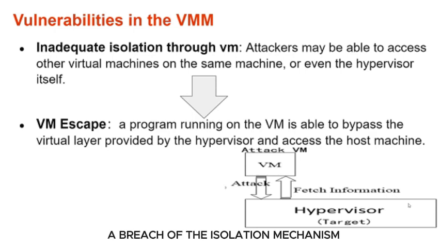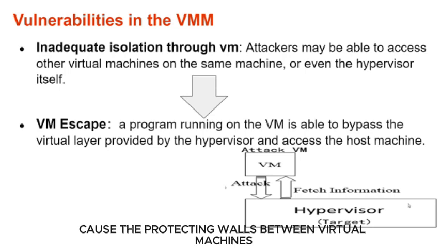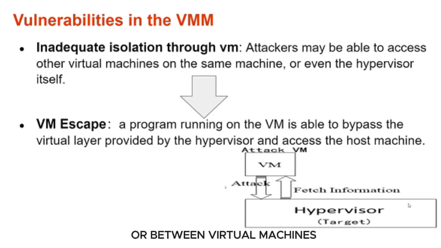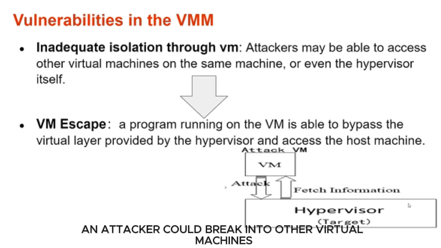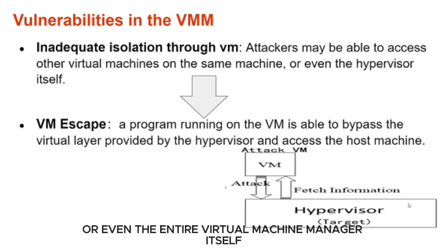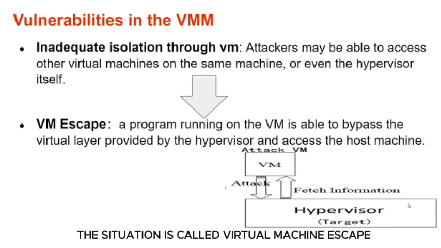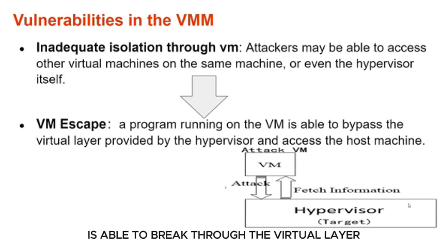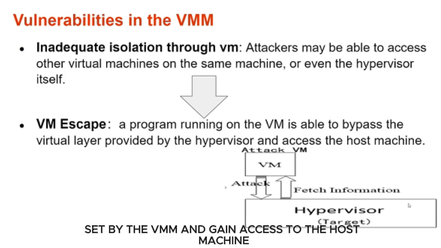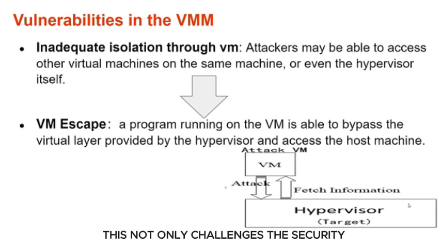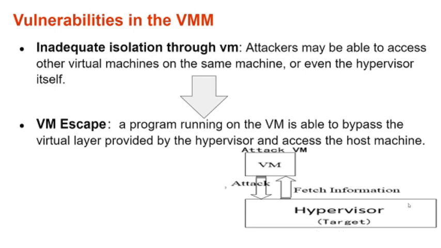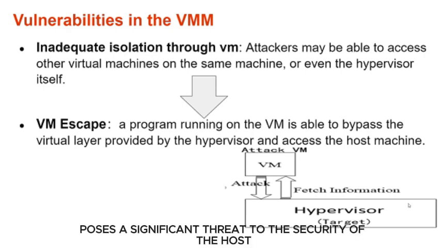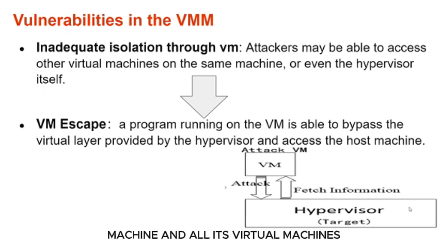A breach of the isolation mechanism can lead to serious security risks. If these vulnerabilities cause the protective walls between virtual machines or between virtual machines and the host system to be weakened, an attacker could break into other virtual machines or even the entire virtual machine manager itself. This situation is called virtual machine escape, in which a program running in a virtual machine is able to break through the virtual layer set by the VMM and gain access to the host machine. This not only challenges the security foundation of virtualization, but also poses a significant threat to the security of the host machine and all its virtual machines.